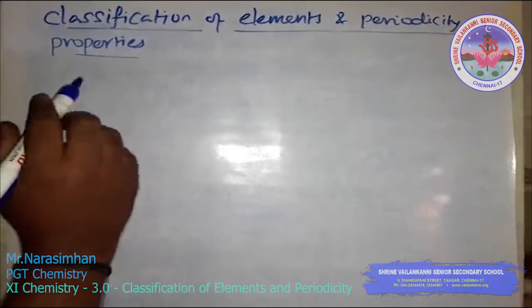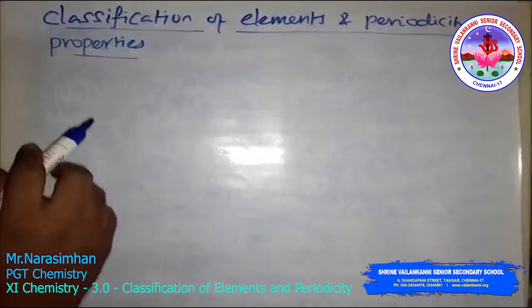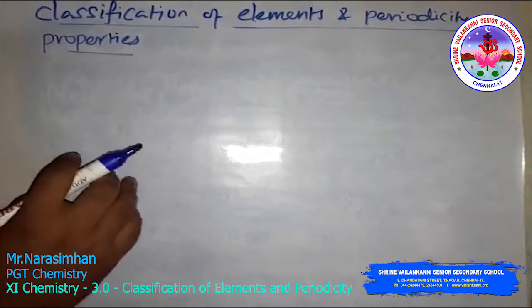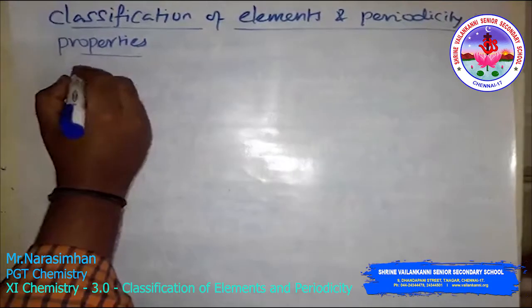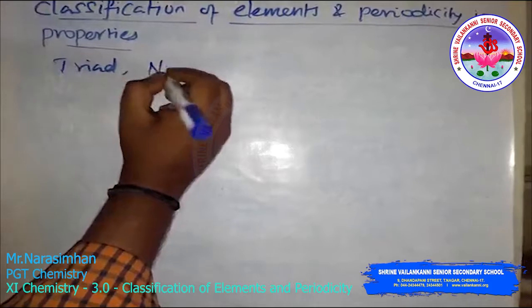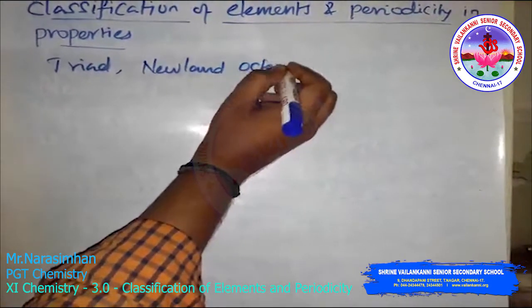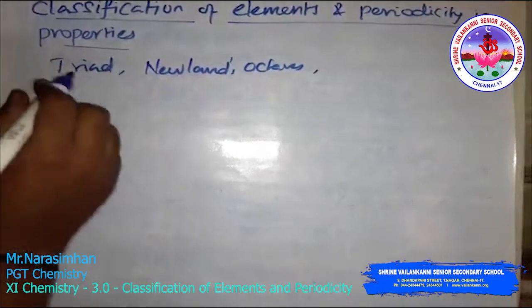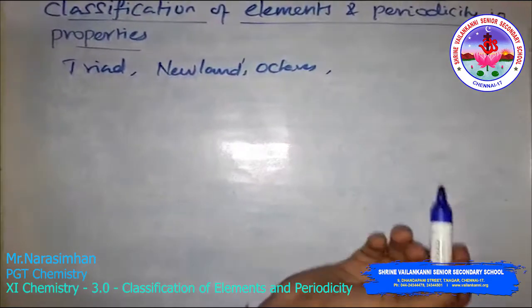The next new chapter is classification of elements and periodicity in properties. You already studied the classification of elements in class 10. You are already aware of the triad system, Newland's Octaves, musical notes. The triads are Döbereiner's triads, then Newland's Octaves, and the Mendeleev periodic table.